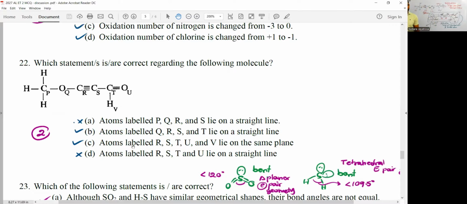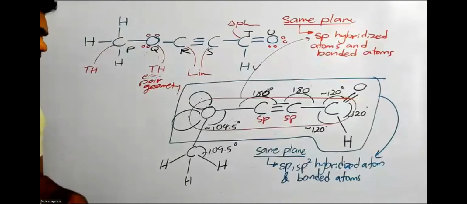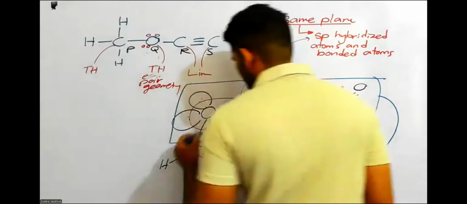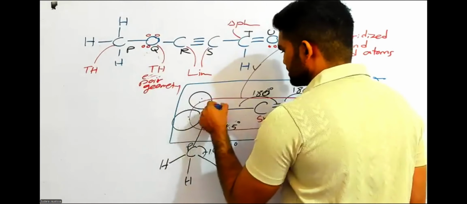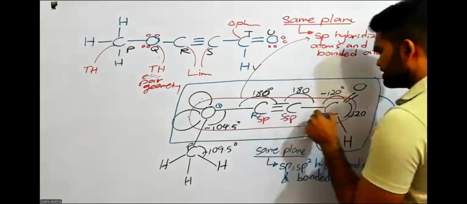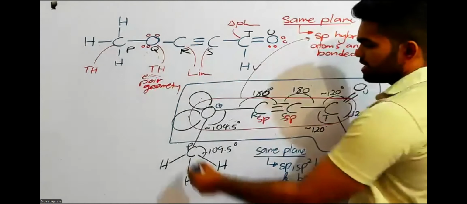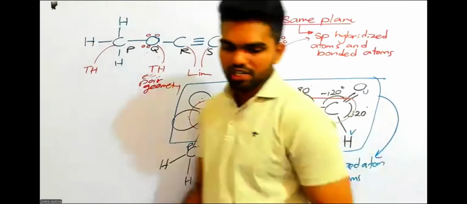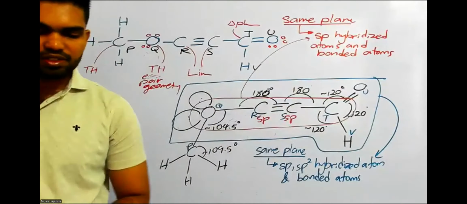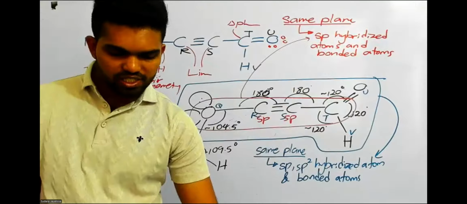See, atoms labeled P, Q, R, S. P, Q, R, S lie in the same straight line. It is wrong. So let's label P, Q, R, S, T, U and V here. P is not in the same line or even in the same plane. So the first statement is wrong, right?